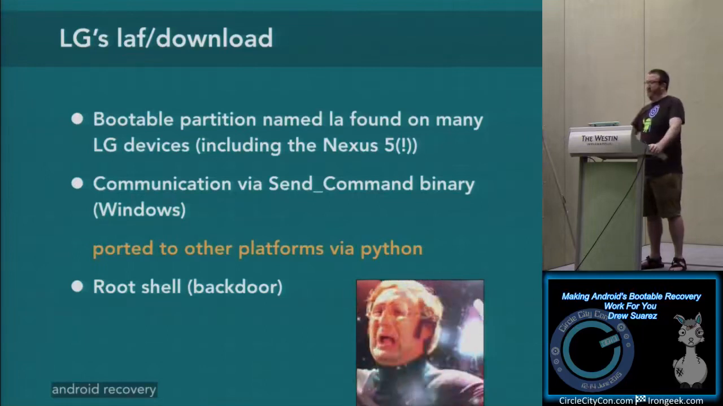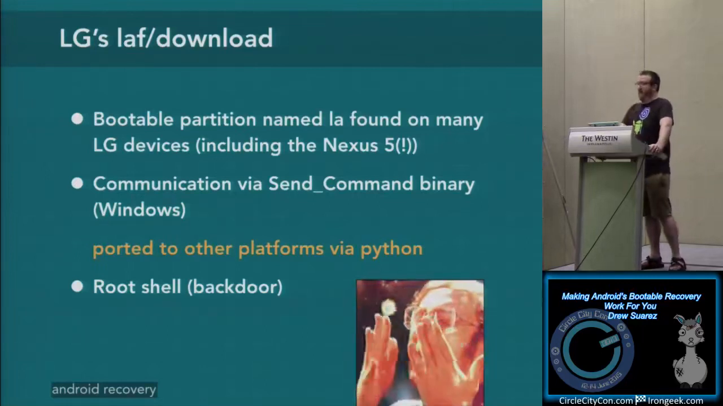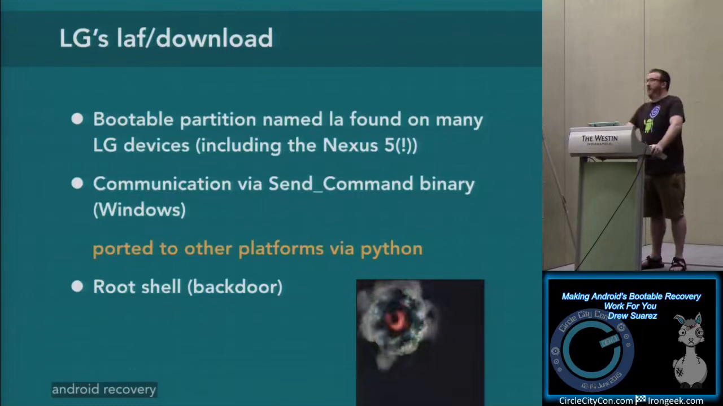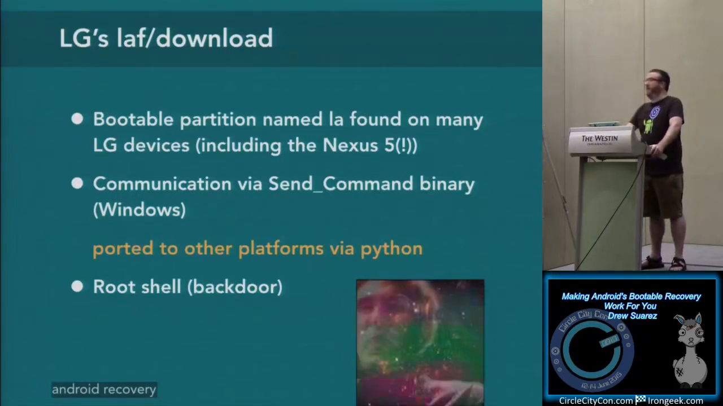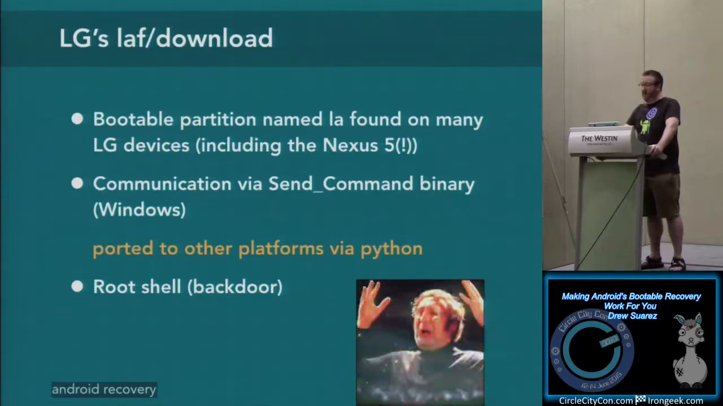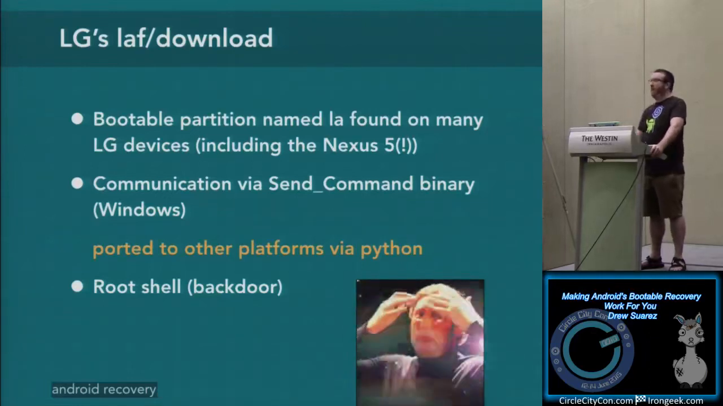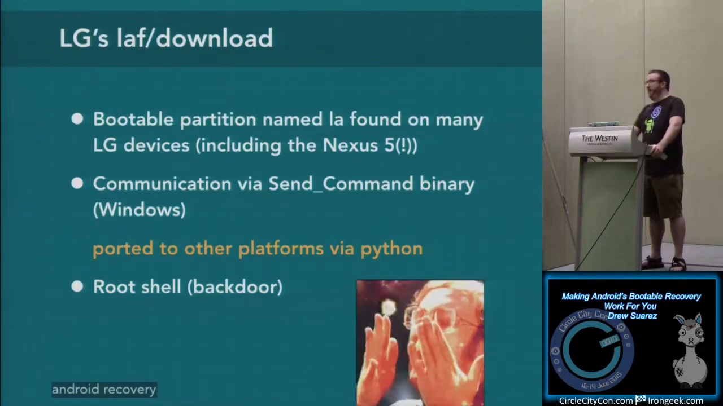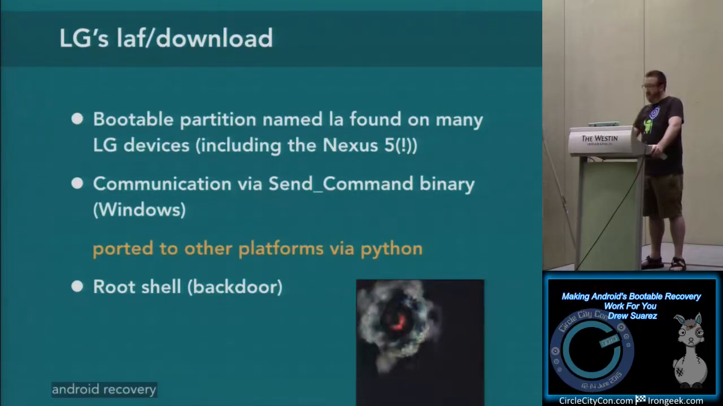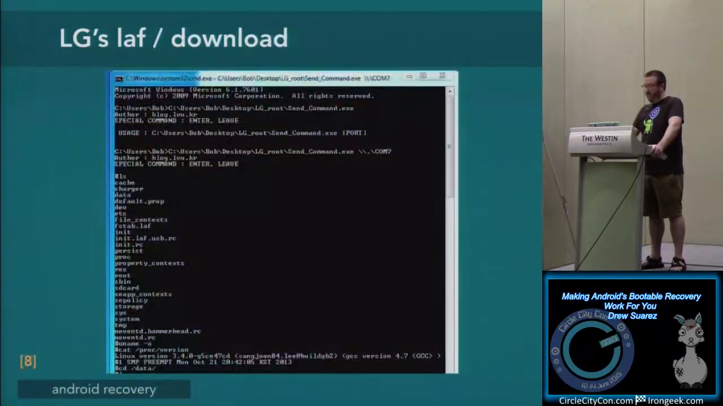Communication with this is via a binary called send command. This is a Windows-only utility right now, but somebody has ported this to other platforms via Python now so that you can call this in whatever environment you live in. And this is essentially like a backdoor. It drops you into a root shell if you send a command to the COM port that the device is plugged into. So here's an example of this happening on the Nexus 5. You boot into this mode, send one command, and now you have a root shell on this device.